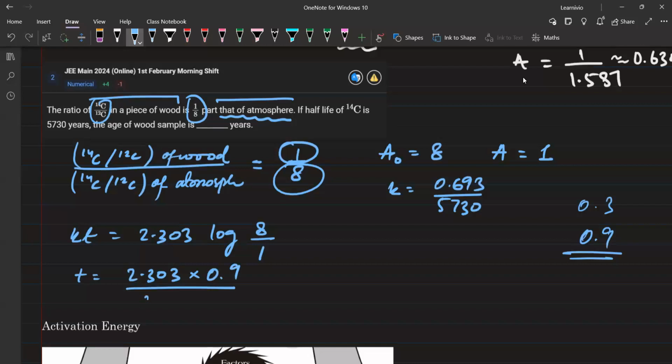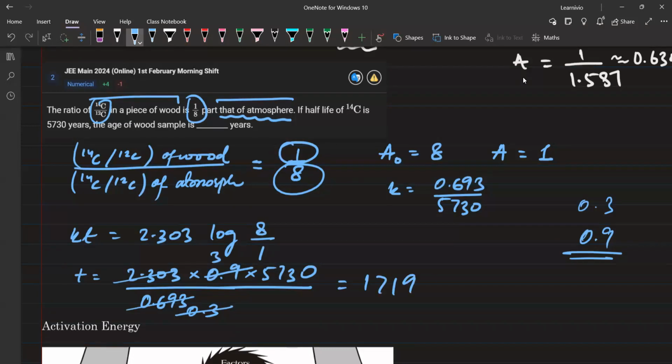And what is k? It is 0.693 divided by 5730. This will be multiplied here, 5730. So 2.303, we know that this and this will cancel by 0.3, and 0.3 into 3 will be equal to this much. So the answer is going to be what? 5730 into 3, it is equal to 17190. Let's copy this down.